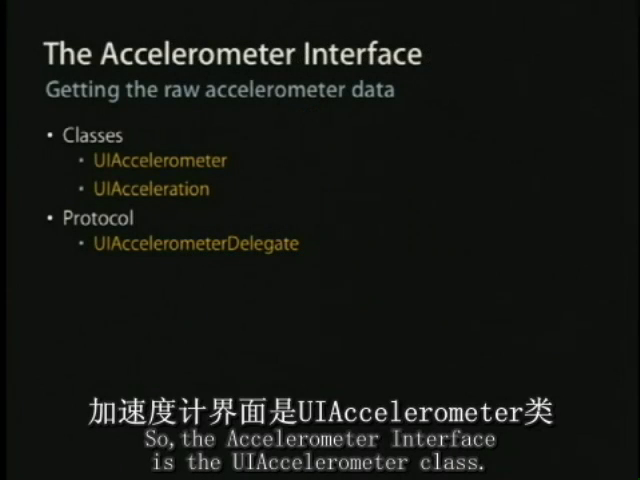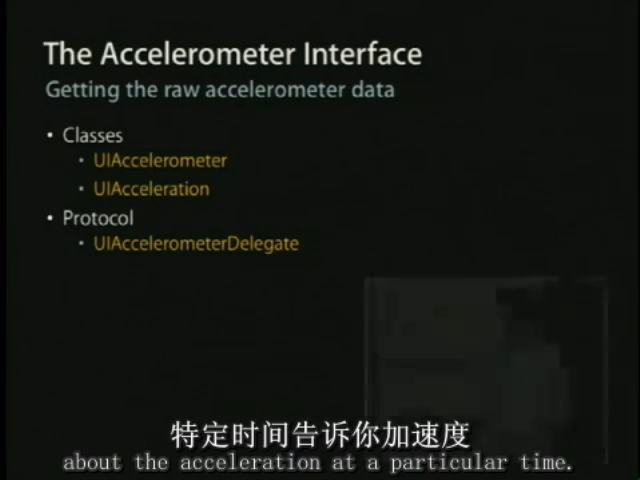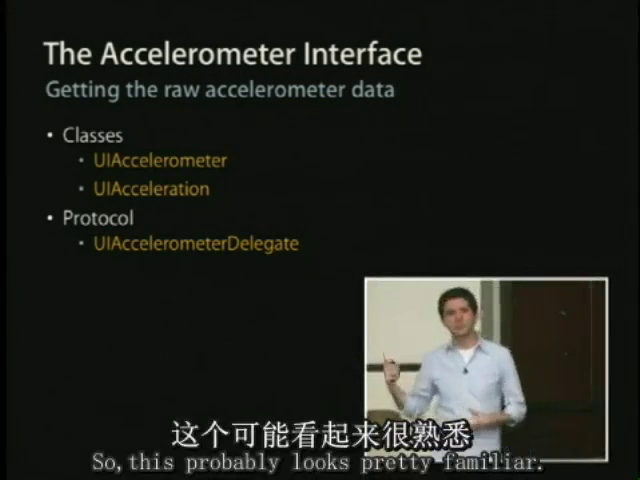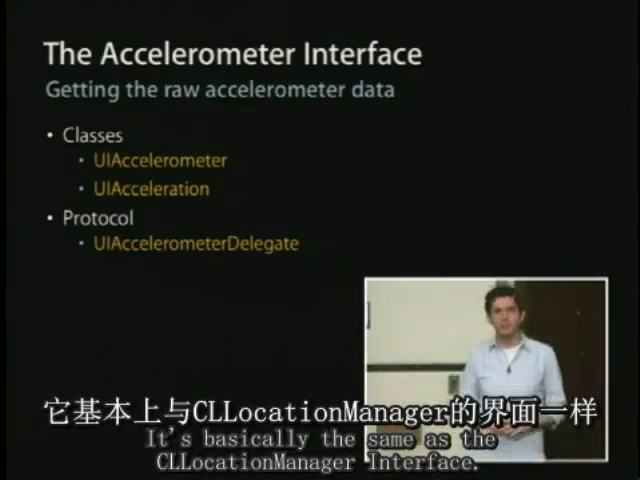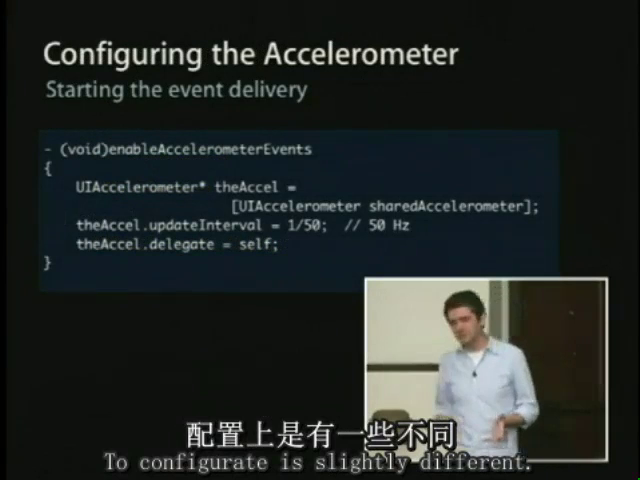So the accelerometer interface is the UIAccelerometer class. There's a UIAcceleration object, which will tell you the acceleration at a particular time. And again, a UIAccelerometerDelegate. So this probably looks pretty familiar. It's basically the same as the CLLocationManager interface. To configure it is slightly different.